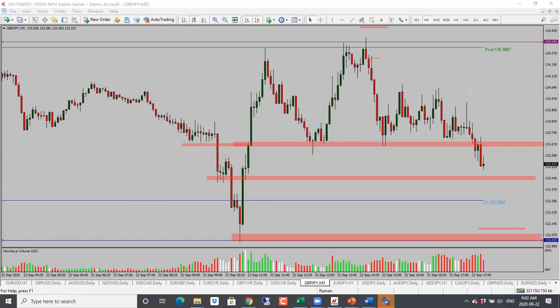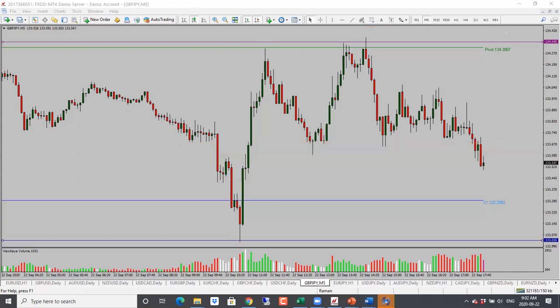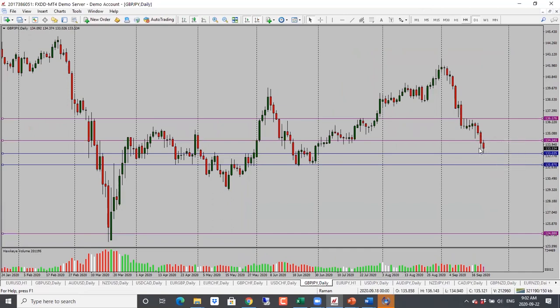Right, so that's how I would break down a trade. First I would take a look at the daily, and from the daily I want my direction. So yesterday, the bias was to the downside. So my bias is to the downside, right?